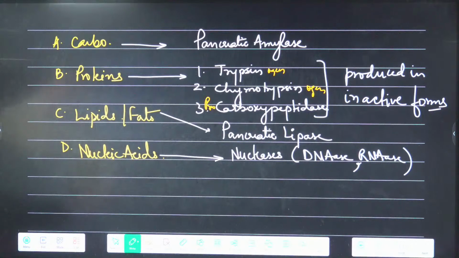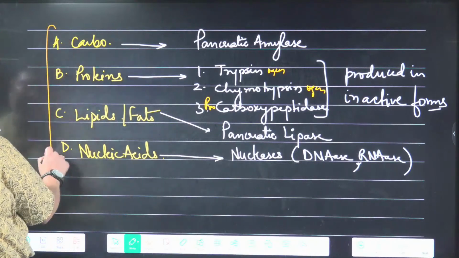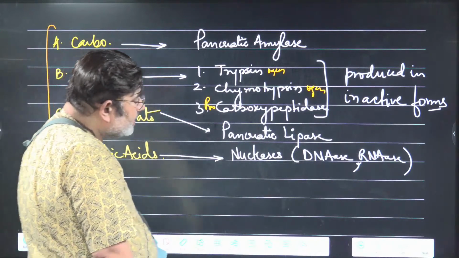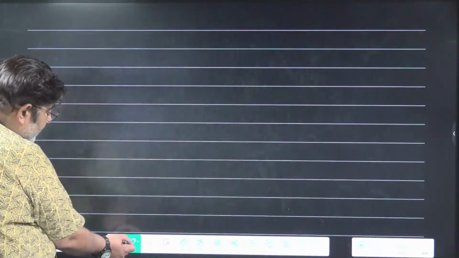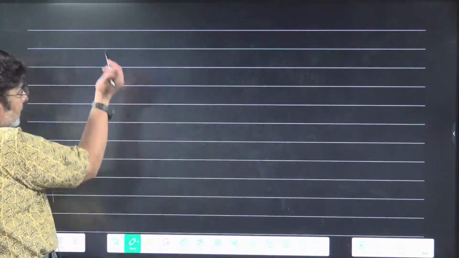To write the inactive form, we either write pro as a prefix or we can write ogen at the end as a suffix. In some we use a suffix, in some we use a prefix. You have to learn whatever the names are, you have to learn like that. These are the pancreatic enzymes, bachcho. And the pH of pancreatic juice, do you remember? Yes, it was 7.8. And bachcho, just 5 more minutes, I will complete this.